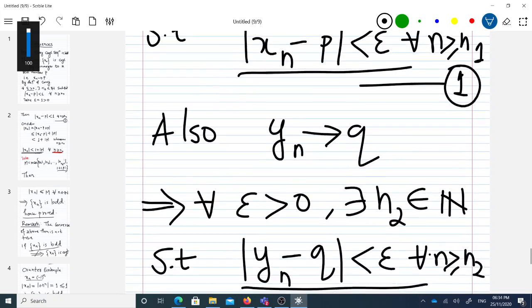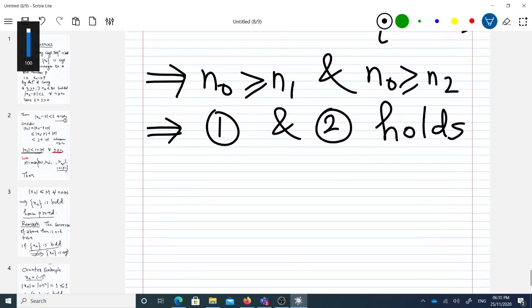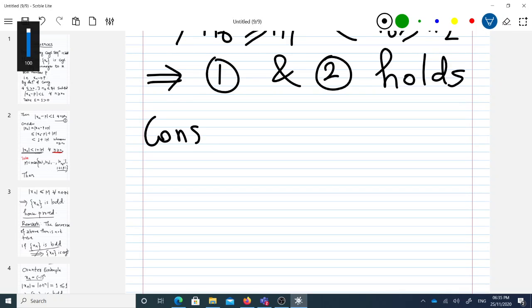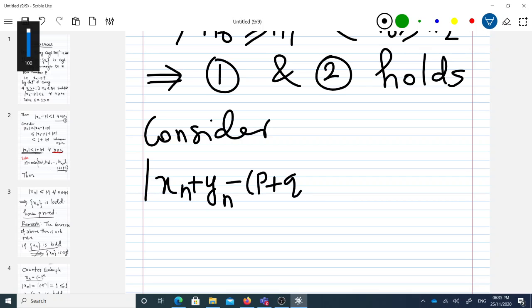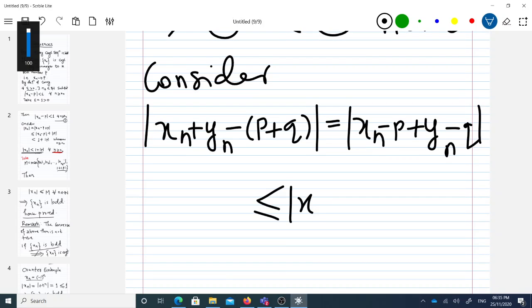Now I need to show that xn plus yn converges to p plus q. So basically I need to show that the difference between xn plus yn and p plus q is less than epsilon. So let us consider that difference. Consider the modulus of xn plus yn minus p plus q. This difference will be as follows. This will be xn minus p plus yn minus q. Apply the triangle inequality, and you will get modulus of xn minus p plus modulus of yn minus q.